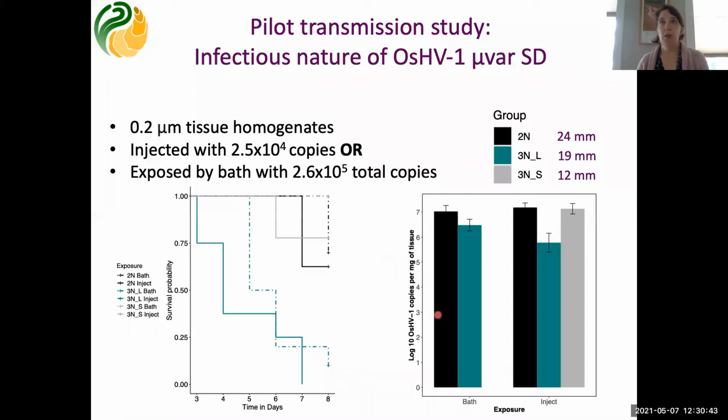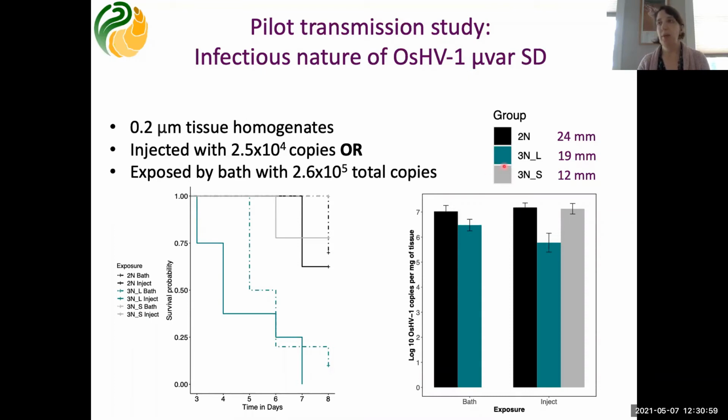So we were able to show the infectious nature of this virus. First on the left is another one of these Kaplan-Meier survivorship curves. And I made 0.2 micron tissue homogenate, just like I had previously for the French and Australian microvariants.